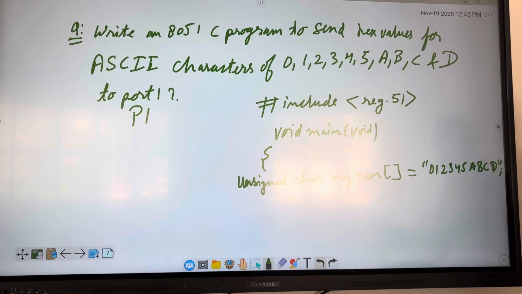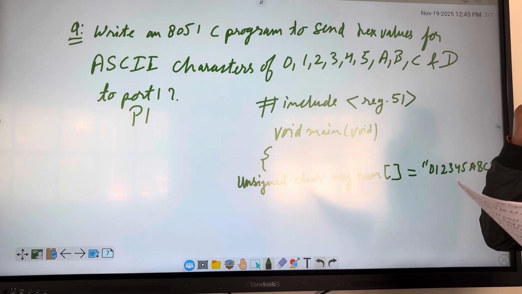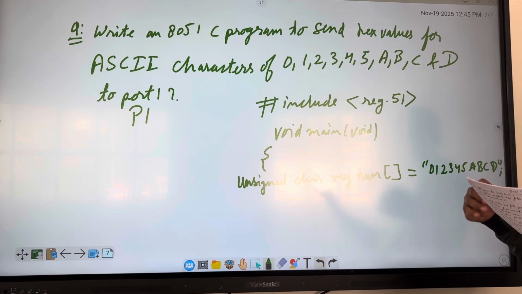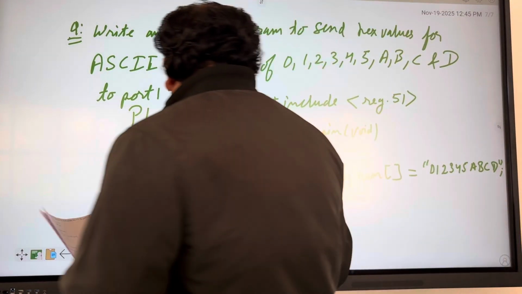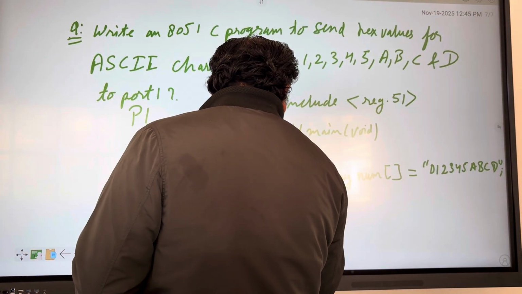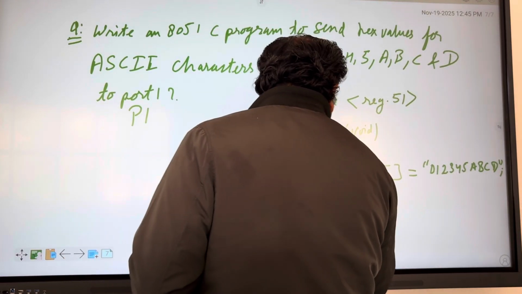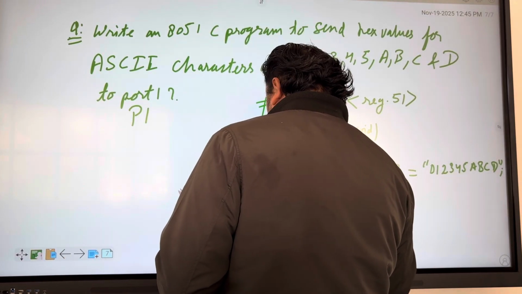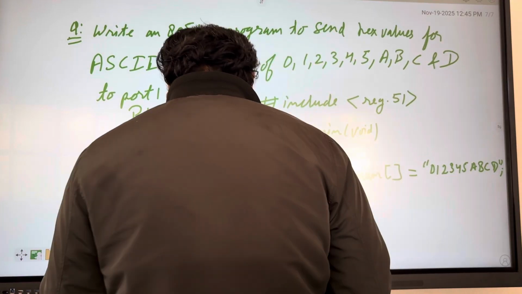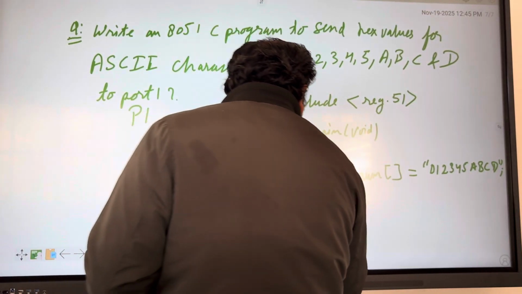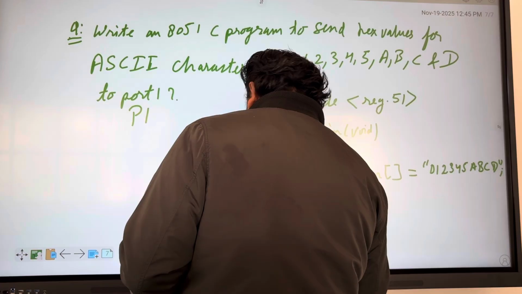Always check the syntax also, because I am writing on the board. When you write this program in the editor and then you compile it, you can have syntax errors if you don't write it correctly. So now you define one more parameter Z as unsigned character. Pass that parameter for defining the values.